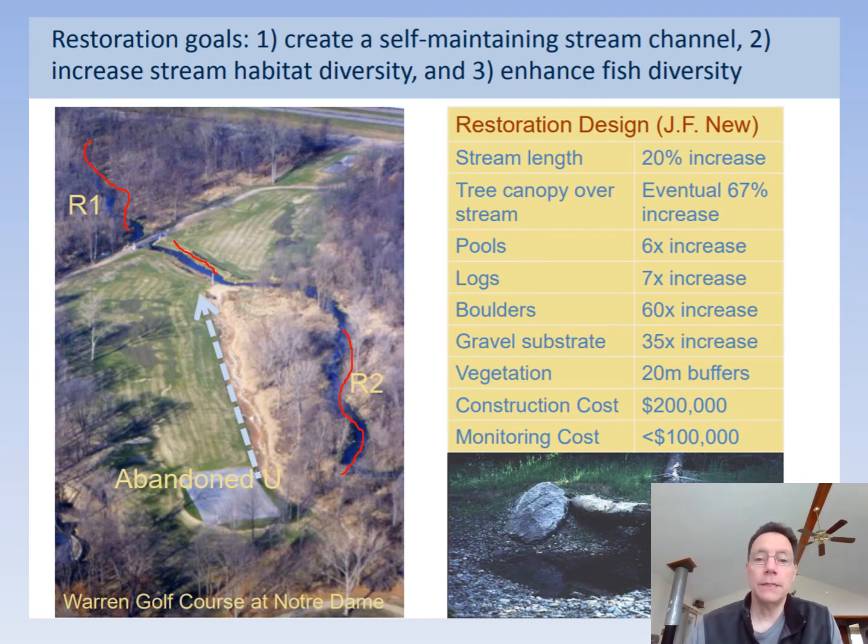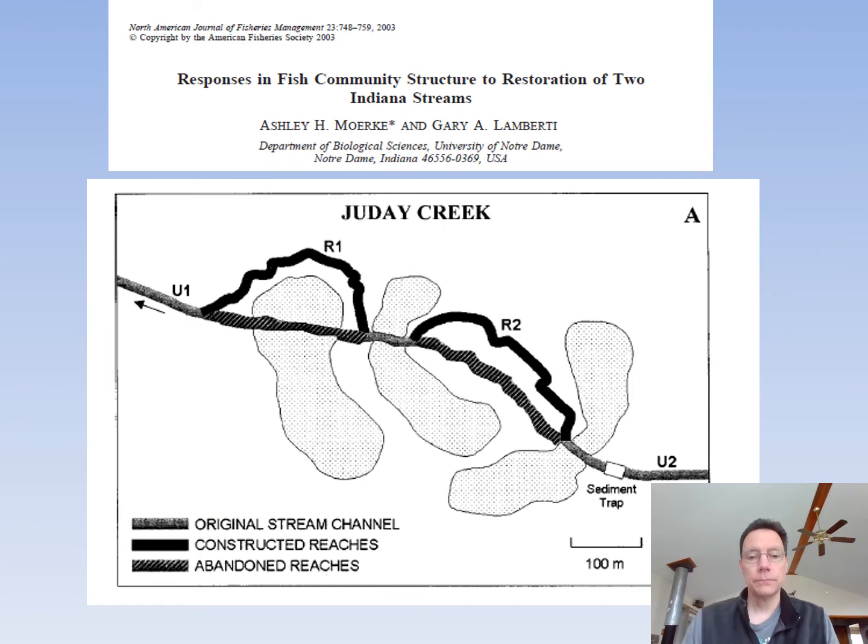Some of the things they did in their restoration was they increased the stream length, they put in some meanders, they added some tree canopy cover, some pools and logs and boulders and gravel, vegetation, and they tried to restore some habitat. Here's what a map of this looks like. So re-meander 1 is here, and re-meander 2 is here. And then their comparison sites, the un-re-meandered, were here and here.